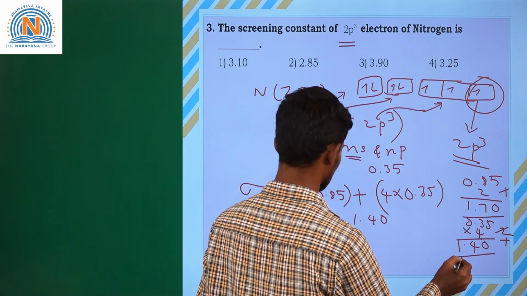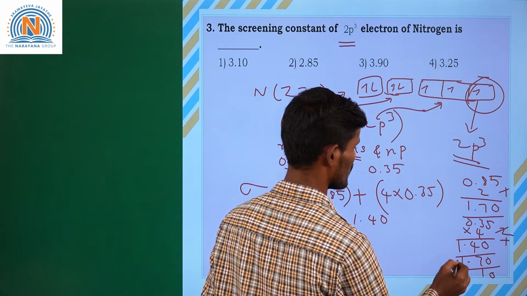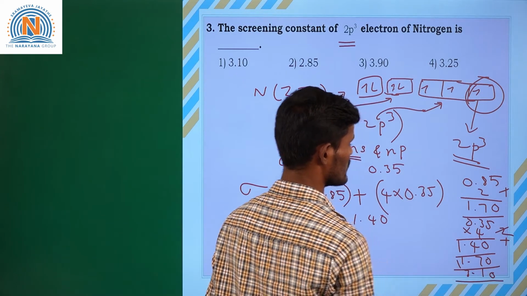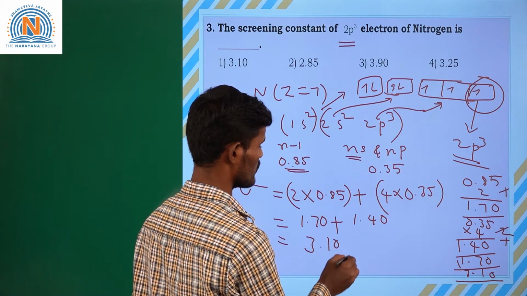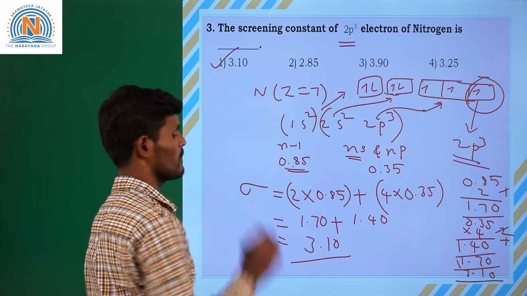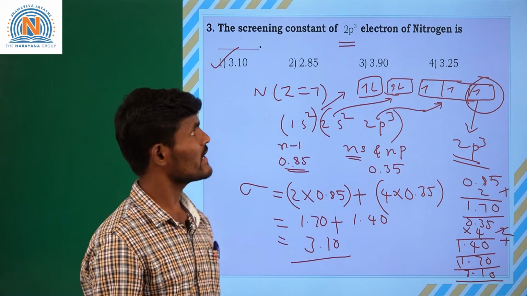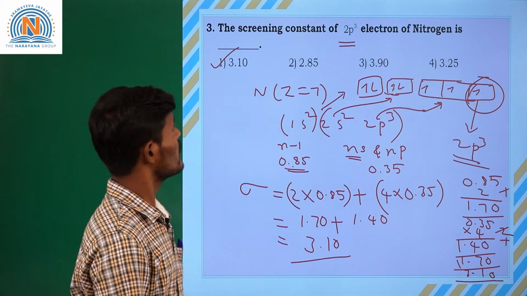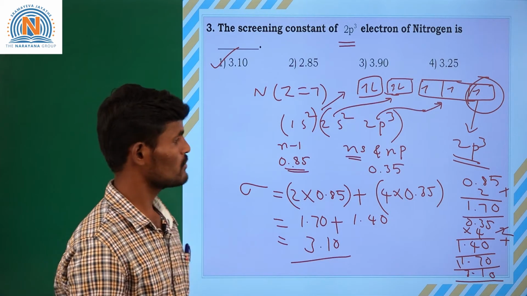Next, 1.70 plus 1.40 is equal to 3.10. Where is that answer? Here, the first option, 3.10. The screening constant of the 2p3 electron of nitrogen is 3.10. So the answer is the first option. Next, come to the fourth question.